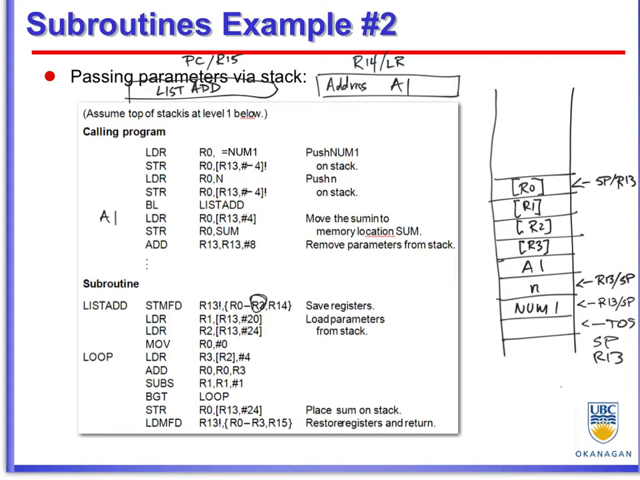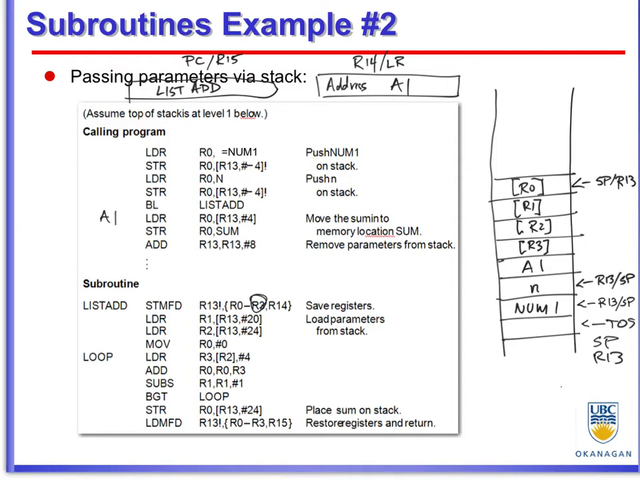Okay, and then we're going to load register R1 with the effective address, which is the contents of R13 plus 20. So R13 currently has the address of this memory location in it. Stack pointer is pointing here. 20 divided by 4 is 5. So R13 plus 5, 1, 2, 3, 4, 5. So this number of numbers, small n, is going to be loaded into R1.